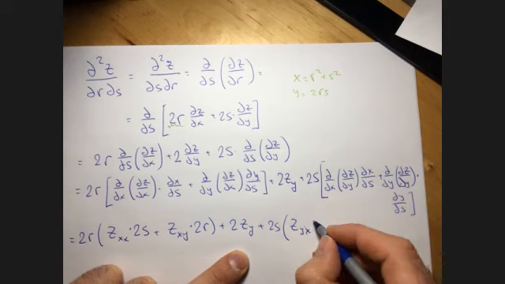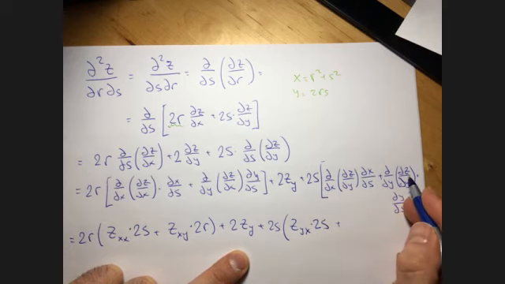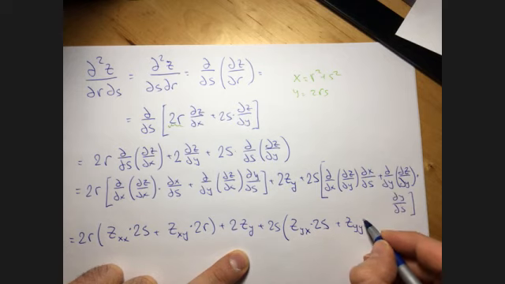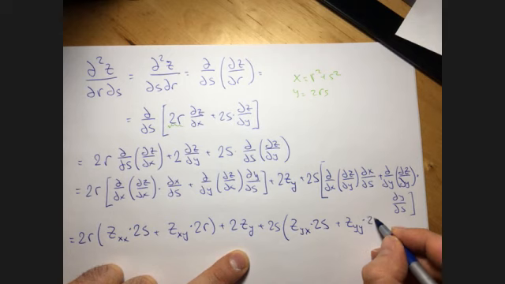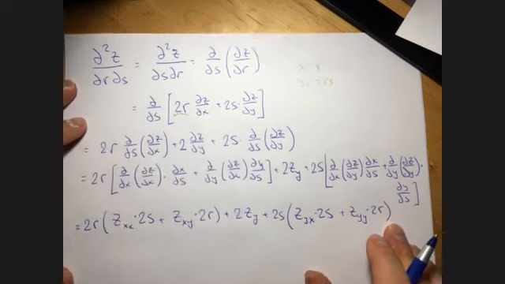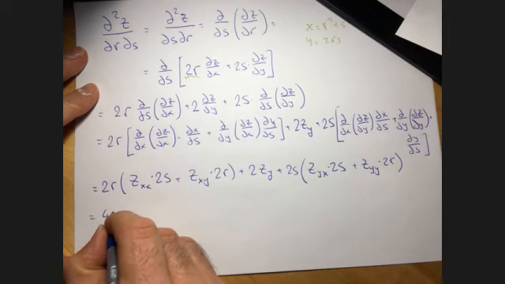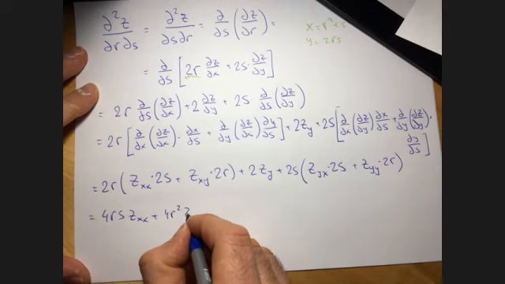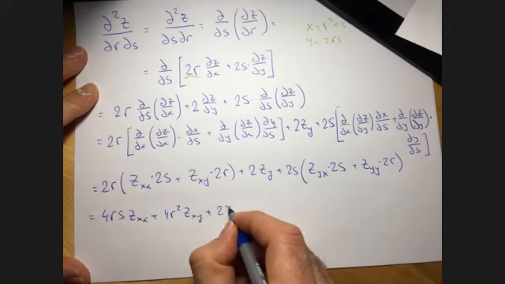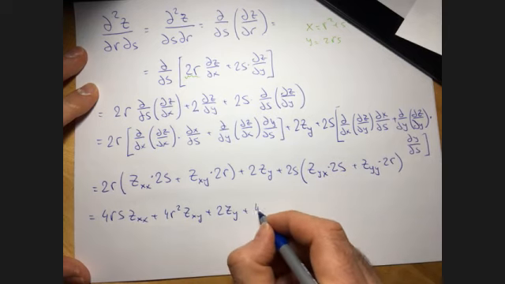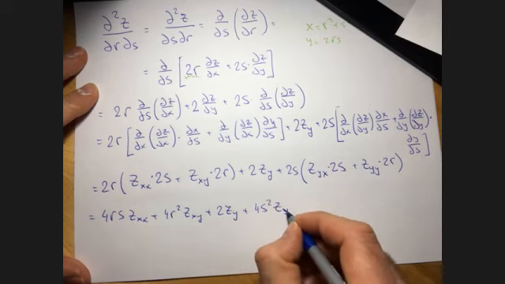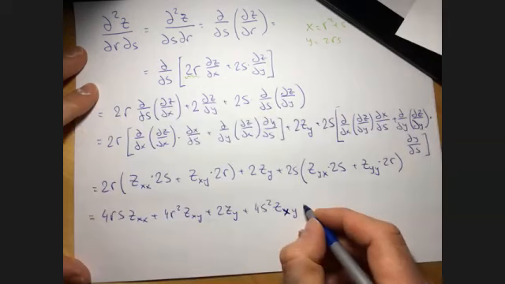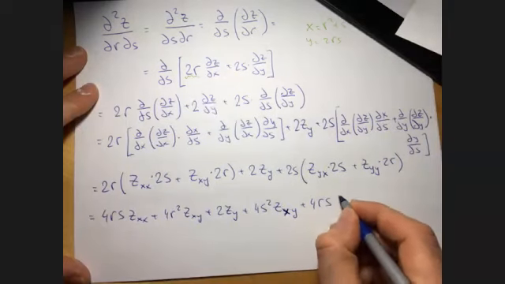Partial x partial s is 2s, plus z double y, right? Times partial y partial s is 2r. Okay? Which is equal to 4rs z double x plus 4r squared, the mixed derivative, plus 2zy plus 4s squared is the mixed derivative. So because we're going to add them, I'm just going to rewrite this as first with respect to x, then with respect to y, plus 4rs z double y.